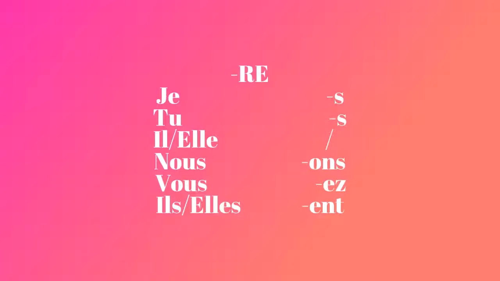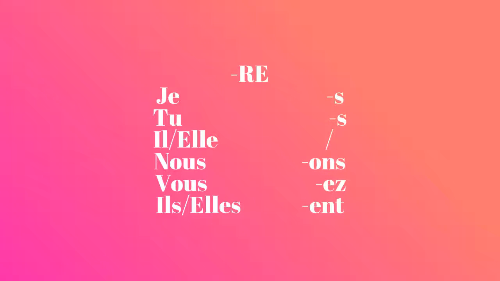I hope you guys are getting the hang of it because I know it may seem a little bit confusing, but now we're going to do the RE verbs. So it's the same thing. You just take off the RE and you add the endings at the side. Je, you take off the RE for the regular verb, and you put an S, and it applies for the rest of them. Please write this down because it literally applies to all of the regular verbs.